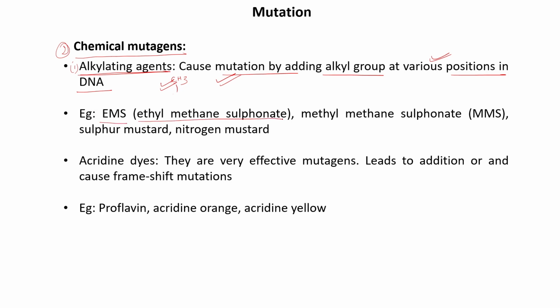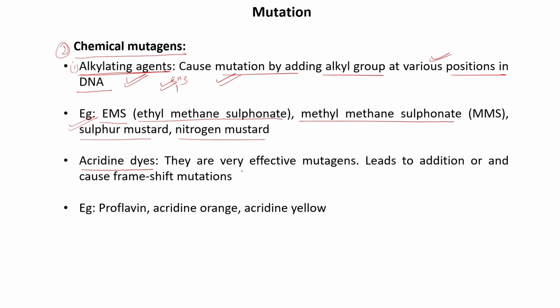EMS, ethyl methane sulfonate, is one example of an alkylating agent. Methyl methane sulfonate, sulfur mustard and nitrogen mustard are the different examples of chemicals that cause mutation, and they come in the category of alkylating agent. In the examination, it could be asked which of the following is not an alkylating agent, depending upon the type of distractors they have.